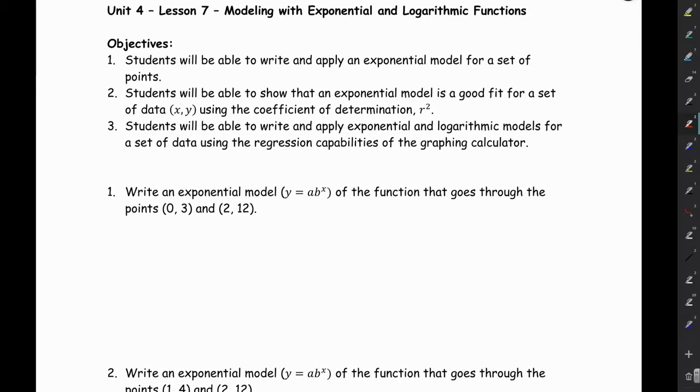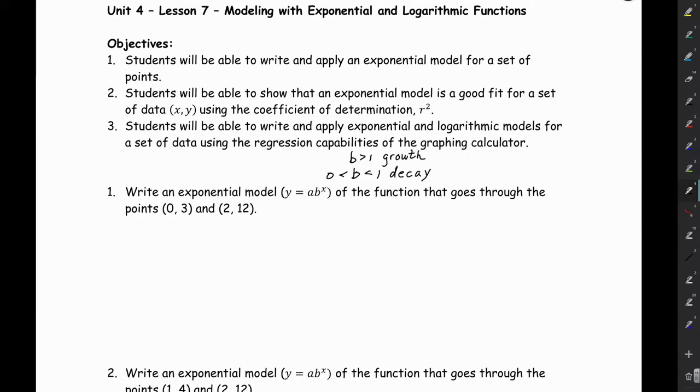An exponential model comes in the form y equals ab to the x. If we have a value of b greater than 1, we knew that it was growth. And if we have a value of b between 0 and 1, we knew that we had decay. Just a little reminder there. So just keep in mind that that value of b has to be greater than 0.